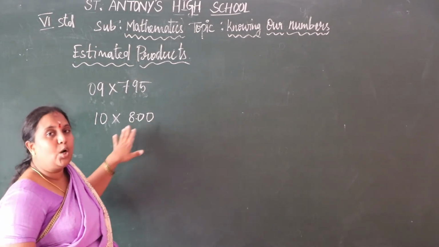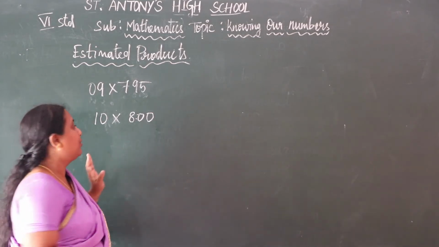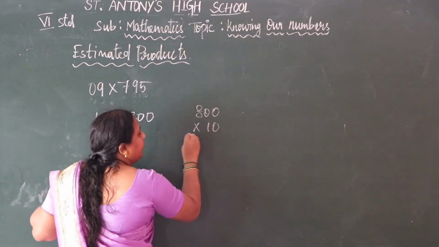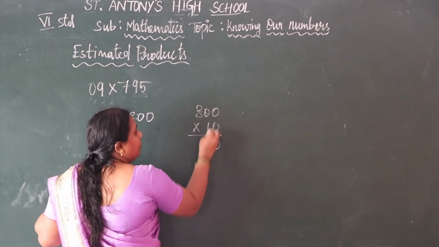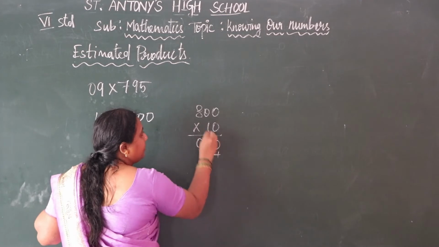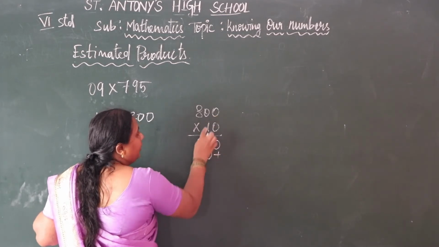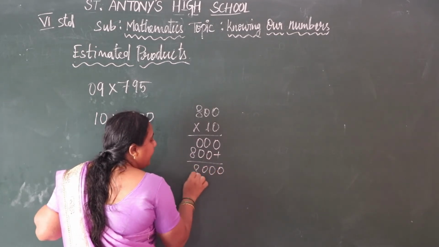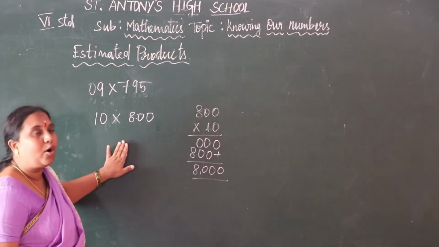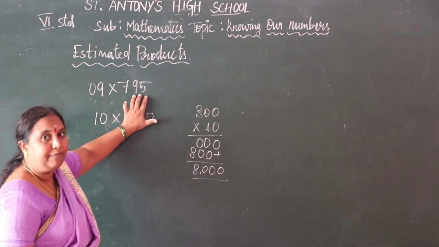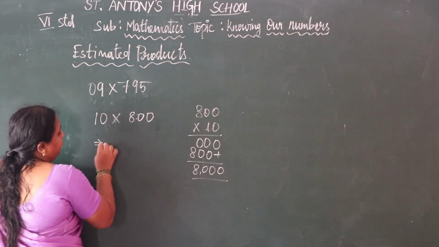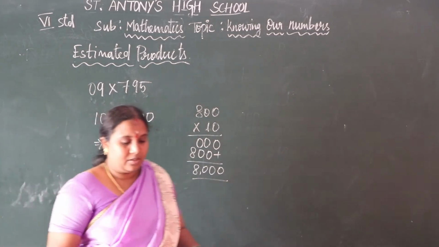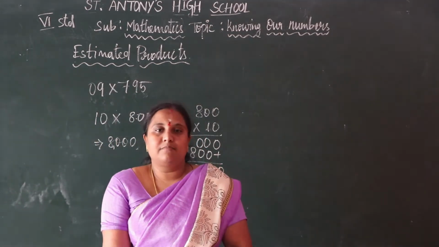Now we are doing multiplication. 800 into 10. We have 0, 0 and 0 plus 0, 0, and 8 ones are 8. Now we get 8,000. What is the estimated product of 9 into 795? 8,000. Okay, understood children? Same as the other sums also.